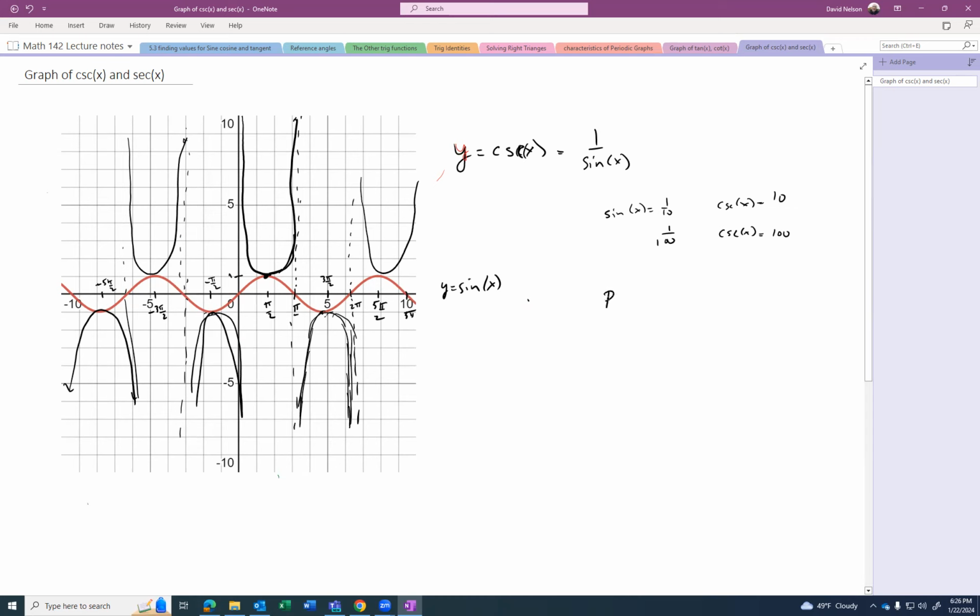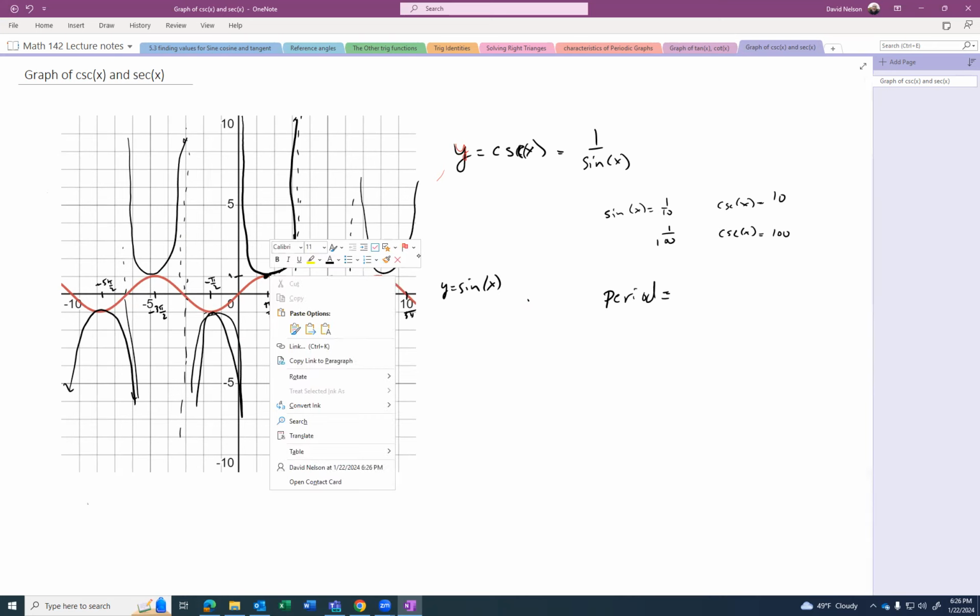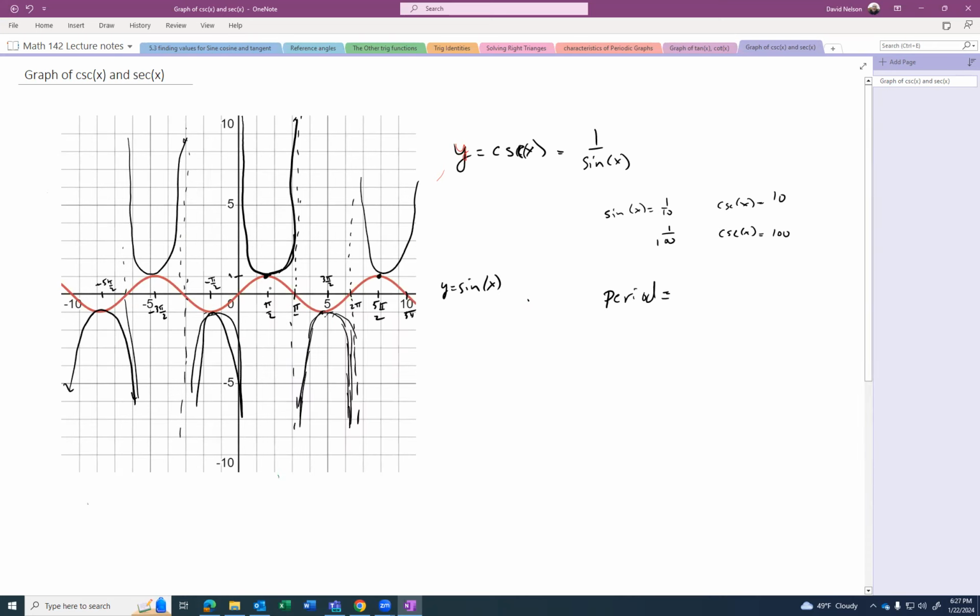The period for the cosecant graph is the same sort of thing. If I go from valley to valley, I'm going from pi over 2 to 5 pi over 2.